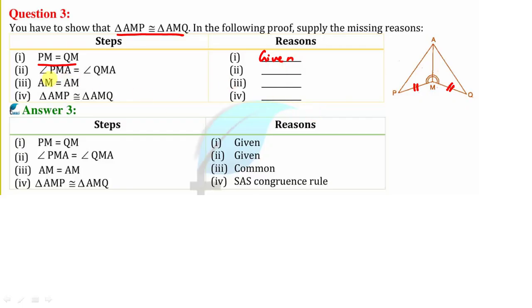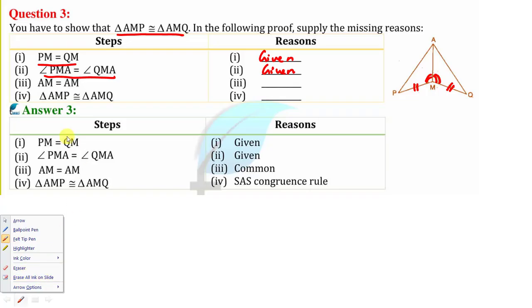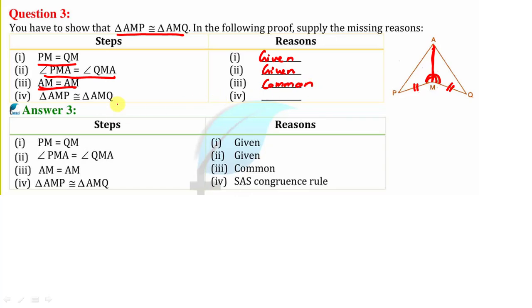Next is angle PMA is equal to angle QMA. Angle PMA is this angle, the second is QMA, that is also given in the diagram. Third is AM is equal to AM. So AM is common to both triangles, so this is your common.